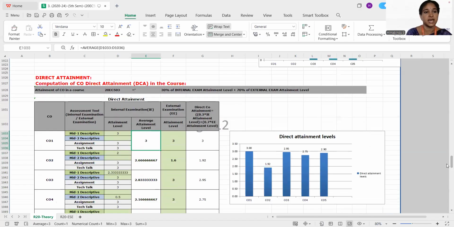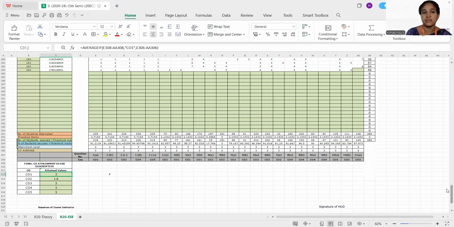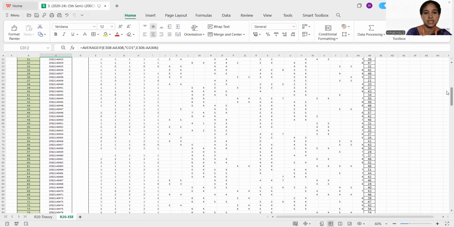Next, it is a table for the direct attainment. Till now, we calculated the attainment values of individual COs through the assignments, tech talks, and mid-examinations. We also require the end semester examination to calculate the direct attainment value. So we are considering here the question-wise marks of each student in the end semester examination.